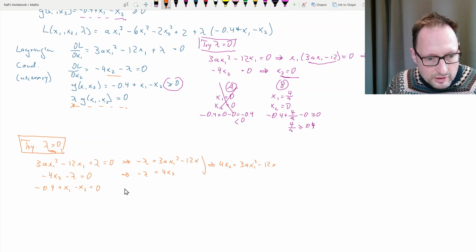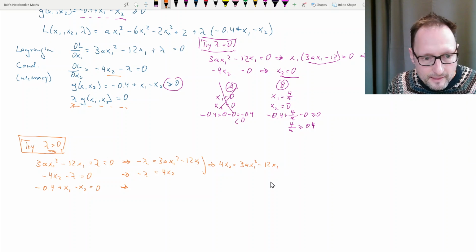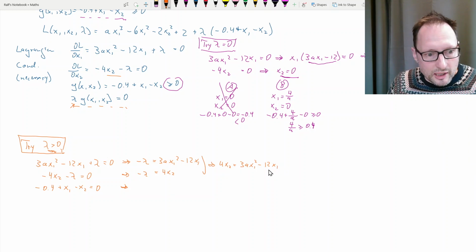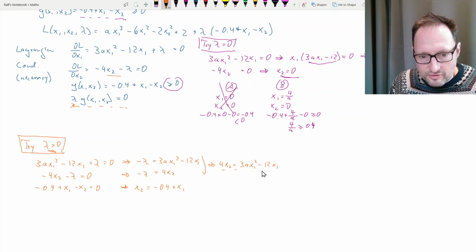So from the constraint, you can also learn, so we have an equation in two unknowns. Sorry, that was 12x1. I forgot the x1 here. An equation with two unknowns, but we have one equation with x1 and x2, and down here we have another equation with x1 and x2. So we can, for instance, solve the constraint equation for x2. We get negative 0.4 plus x1. And then we can substitute this into this equation here.